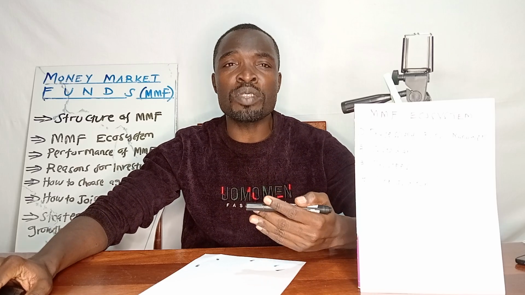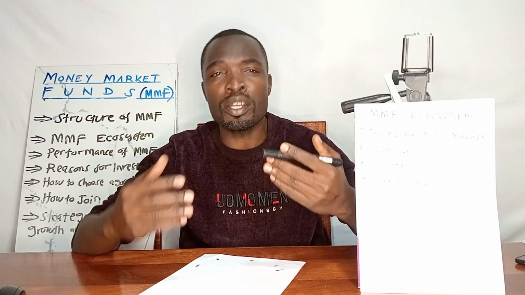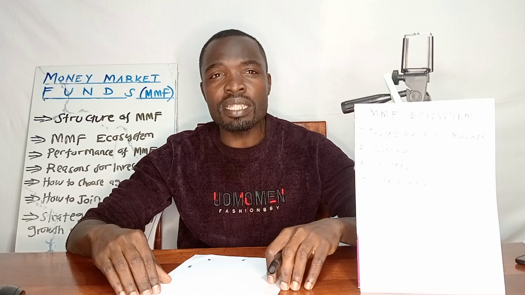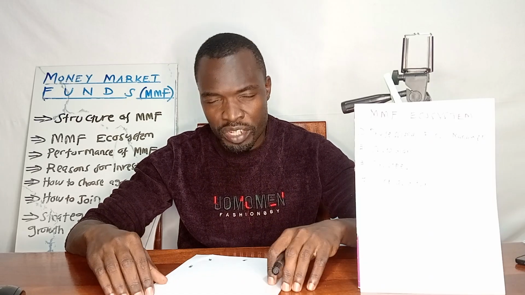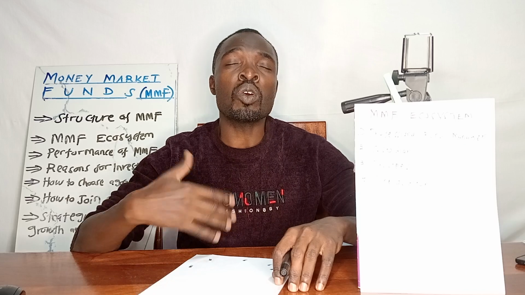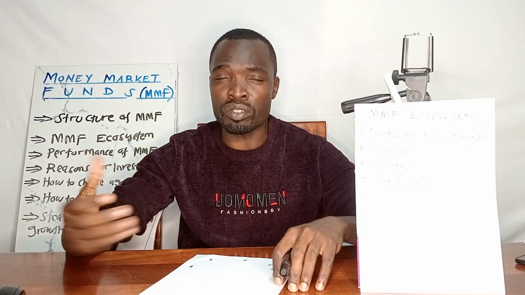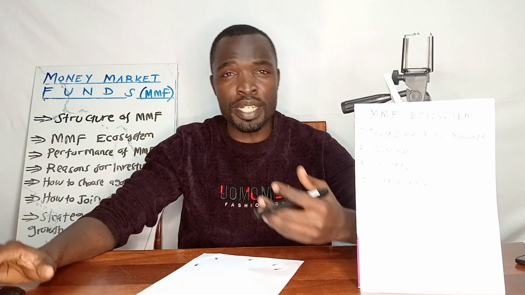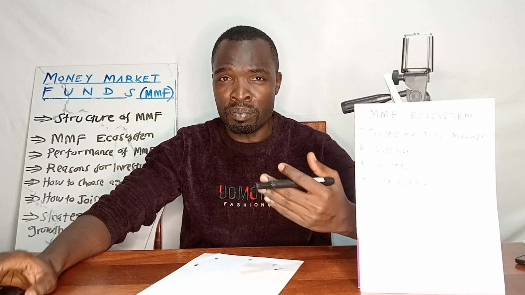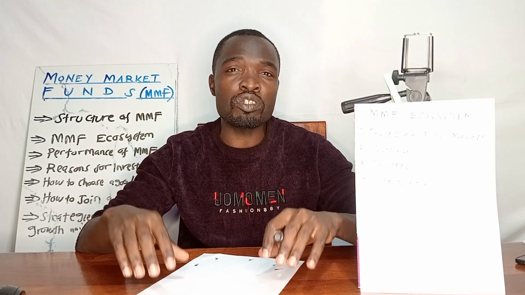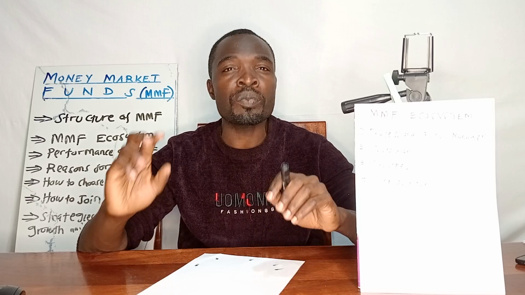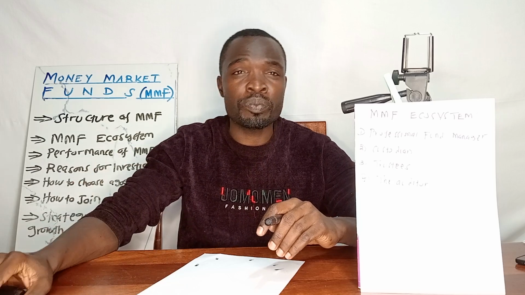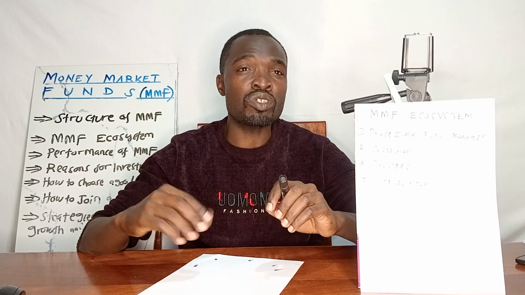There are four parties that are involved in the money market fund. Party number one is the professional fund manager. Now, who is this? This is the company that's registered and regulated by the Capital Markets Authority, CMA. The Capital Markets Authority controls and regulates money market funds. For example, Cytonn Investments is an example of a professional fund manager. The manager is responsible for coming up with the investment portfolio and investing the investors' funds according to the investment objectives.